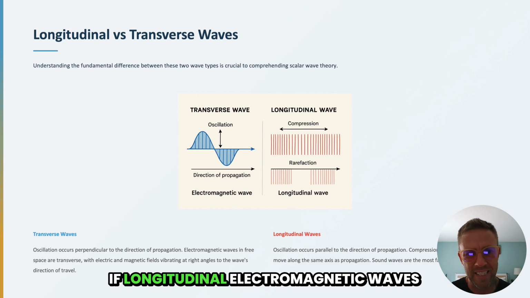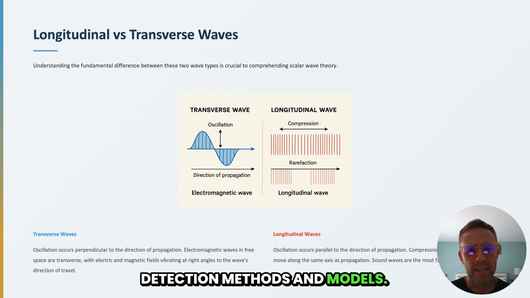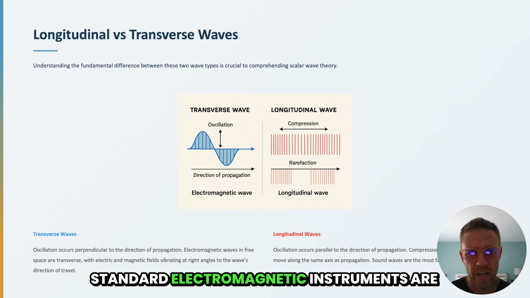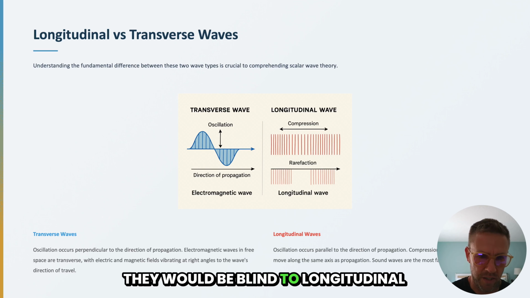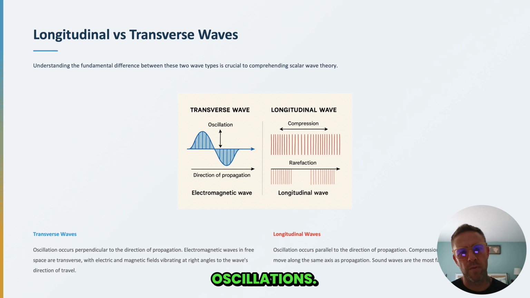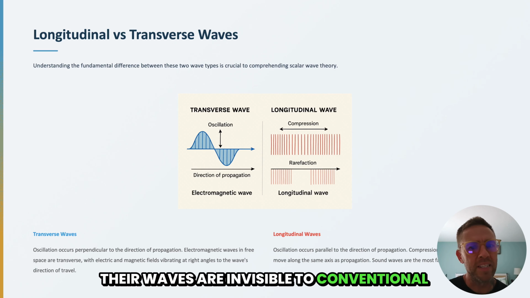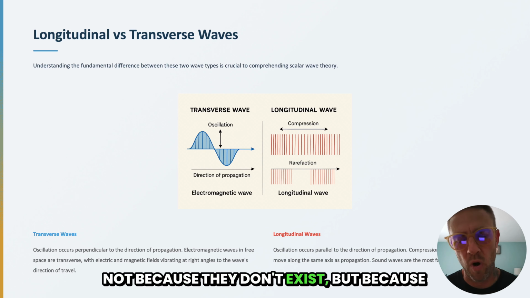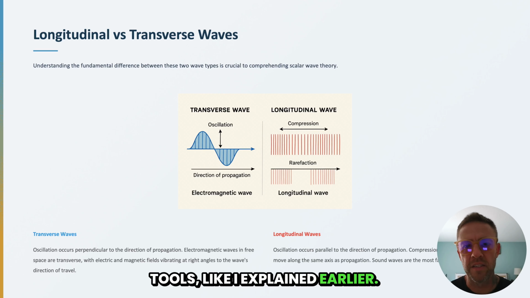If longitudinal electromagnetic waves exist, they would require entirely new detection methods and models. Standard electromagnetic instruments are designed to detect transverse waves only. They would be blind to longitudinal oscillations. This is why scalar wave proponents claim their waves are invisible to conventional detectors, not because they don't exist, but because we're looking for them with the wrong tools, like I explained earlier.